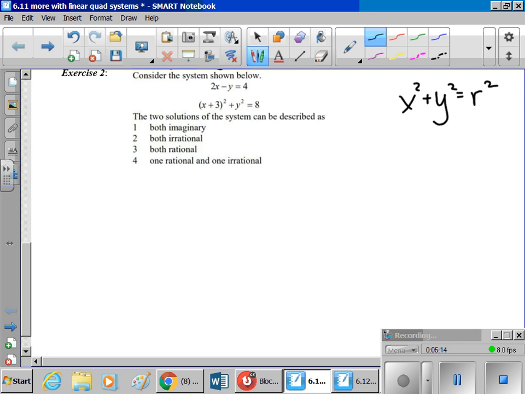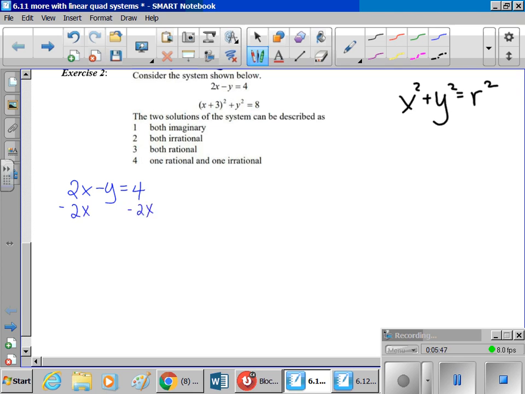The two solutions of the system can be described as both imaginary, both irrational, both rational, and one rational and one irrational. So I think the easiest thing to do here would be to use substitution because we do have a linear equation. There are lots of different ways to approach these. I have this linear equation.